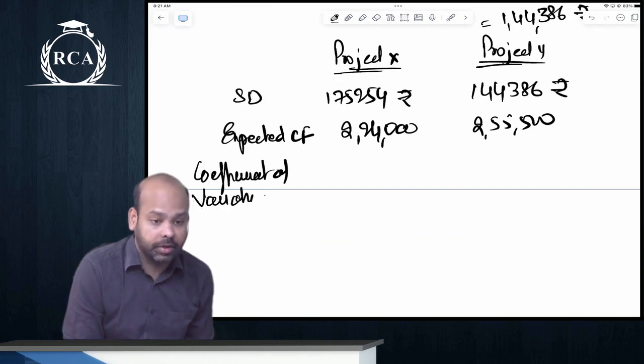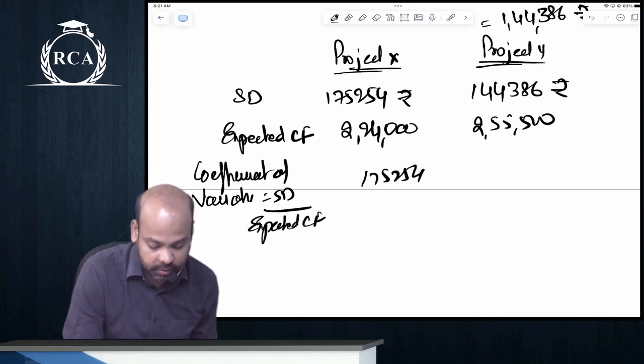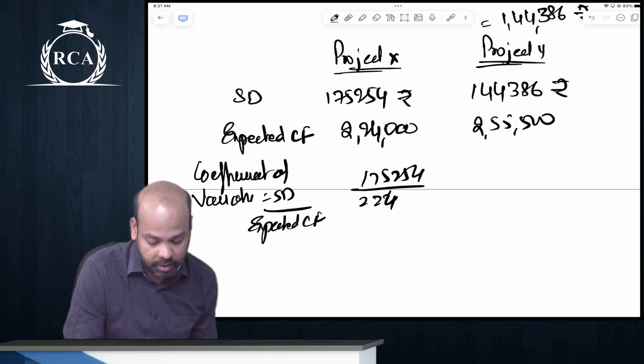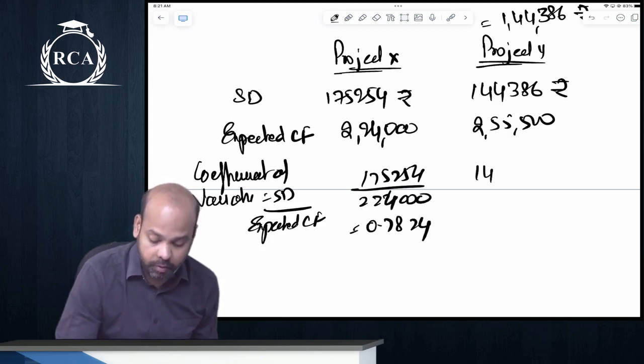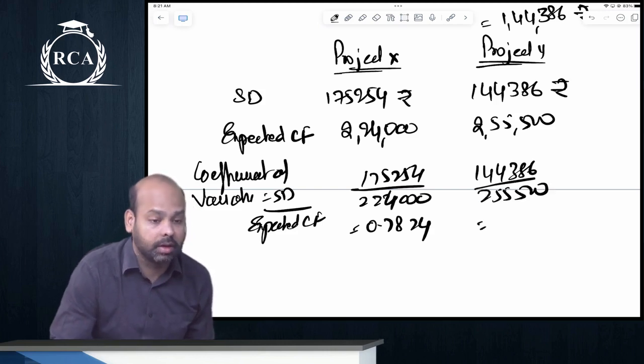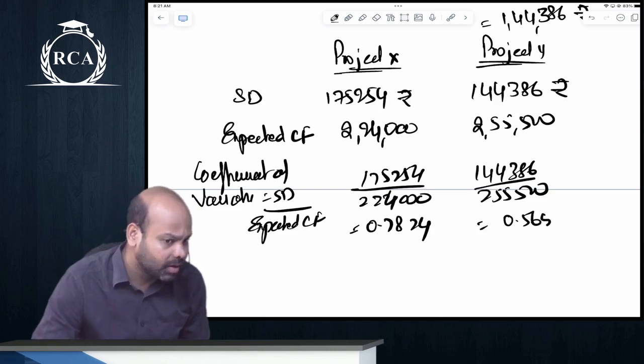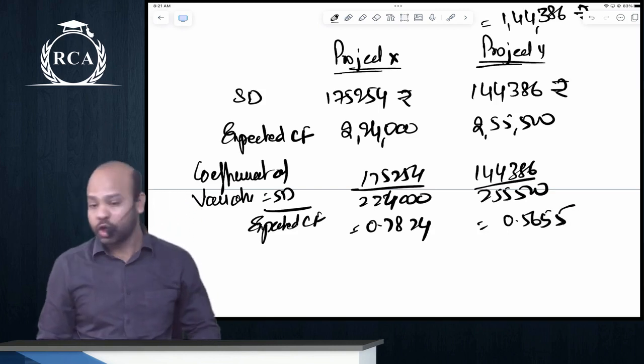Coefficient of variation. One second. Yes, 0.7824. 1,44,386 beta divided by 2,55,500, 0.56 double. This is coefficient of variation, guys.